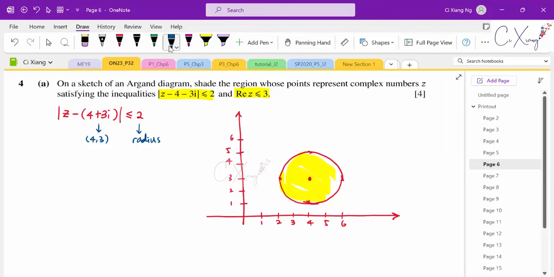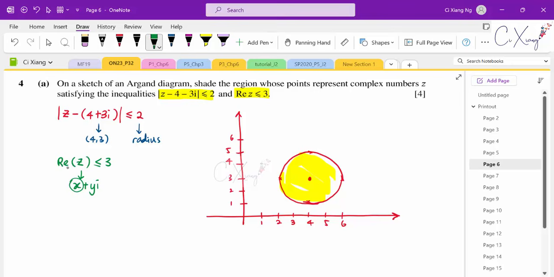Then after that, I'm having the second inequality where the real part of z is smaller or equal to 3. What's the meaning of real part of z? For z, we are having a complex number. It is a complex number z equals x plus yi. So the real part of z means the real part is this one. The part with the i, we call the imaginary part.